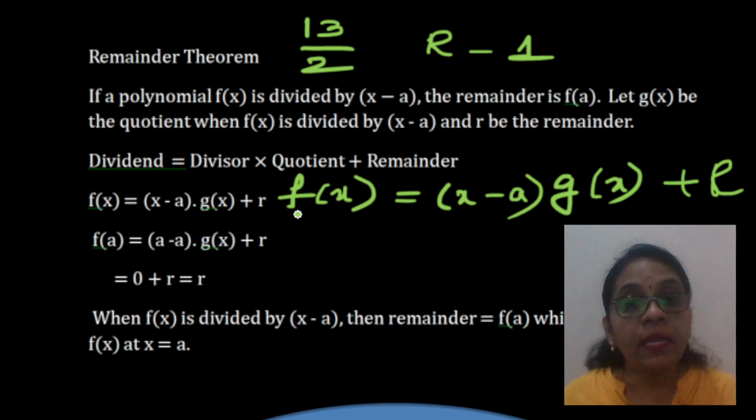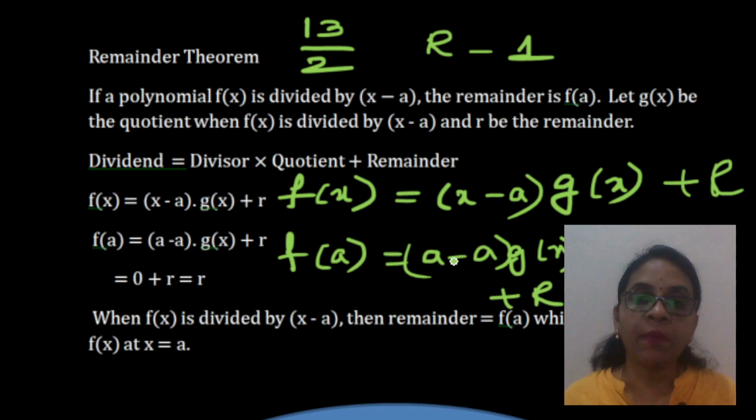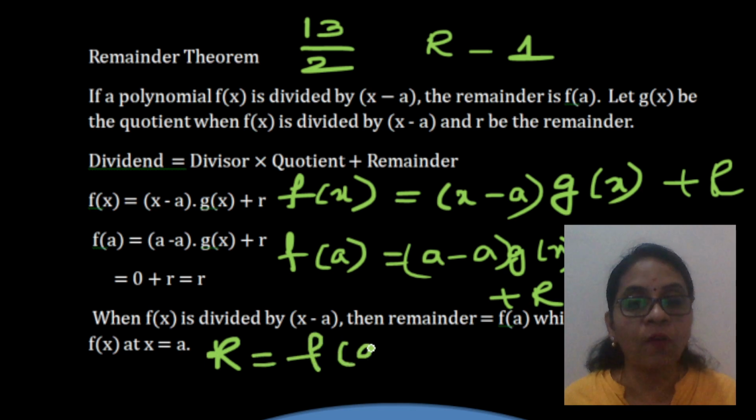Now if f of x is a polynomial in x, what will f of a be? See, x is replaced with a. So, if x is replaced with a, in place of x you write a, minus a into g of x plus the remainder. A minus a is what, children? It is 0. So, f of a becomes what? It is the remainder. Now, do not get confused again, the remainder is equal to f of a.